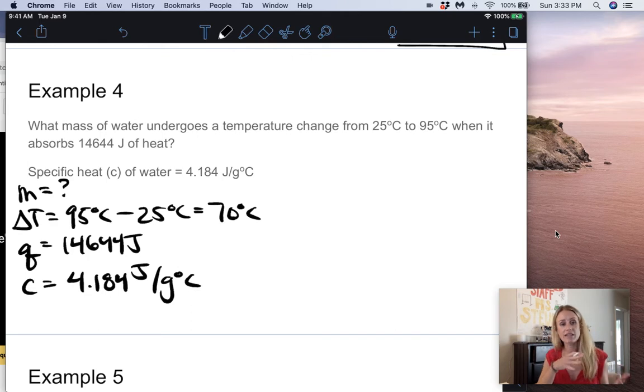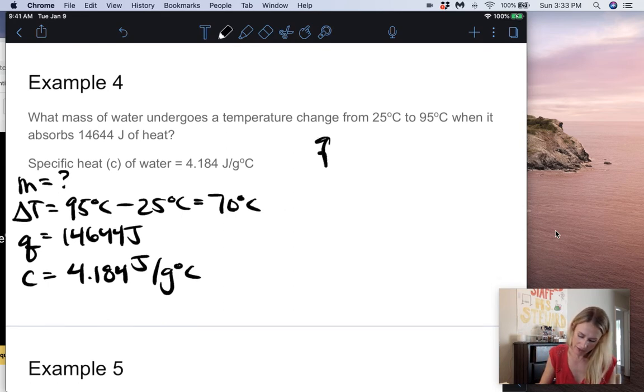So if you're given heat, Q, and your specific heat capacity, you want to make sure that those units match up as well. So we can see that our heat is measured in joules and our specific heat capacity is joules per gram degrees Celsius. So you want to make sure that those match up because, like I've said before, there are several different units for specific heat capacity.